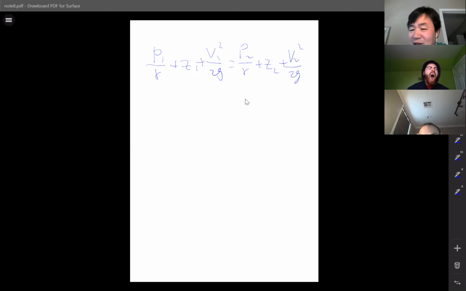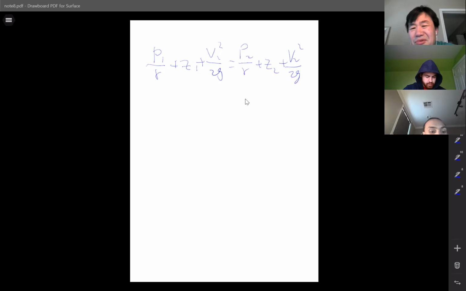That's why when you design an experiment, I want you to look at the equation you try to verify. It helps you to design. Look at this equation: pressure, elevation, and the velocity. Which term is the easiest to measure? Which term is the most difficult to measure? I asked you to measure at least one quantity in the equation, right?